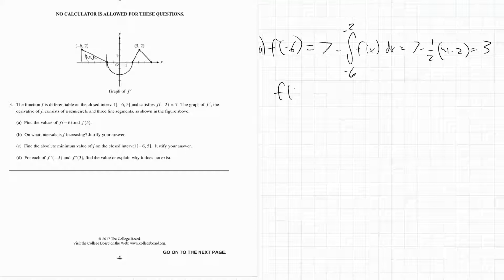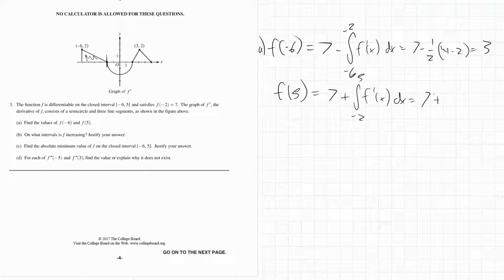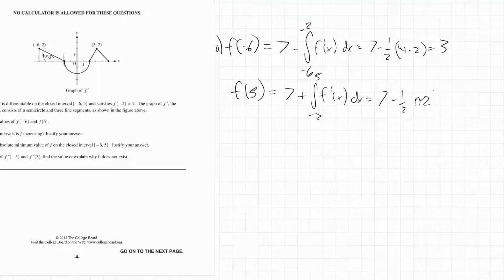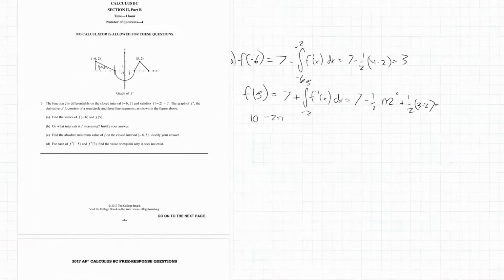So now to do f of 5, we start with our reference point at 7, and we add the integral from negative 2 to 5 of f prime of x dx, which gives us 7 plus, just calculate this area right here, it would be minus 1/2 pi r squared, which is 2 squared, plus 1/2 times 3 times 2, which ends up equaling 10 minus 2 pi. So those are our two answers for part A.